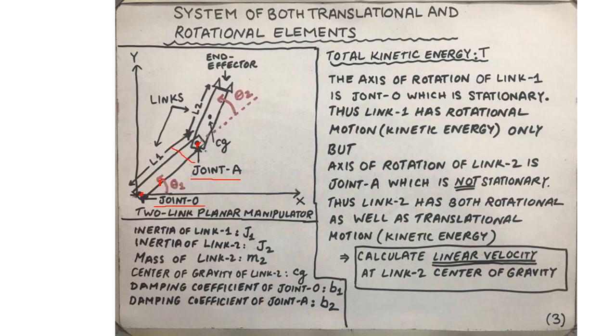By virtue of the non-stationarity of joint A, link 2, in addition to the rotational motion, also possesses a component of translational motion. Therefore, when it comes to writing the expression of translational kinetic energy of the system, we shall only refer to the translational dynamics of link 2. For that purpose, we need to first compute the linear velocity of link 2, calculated at the link 2 center of gravity, CG.